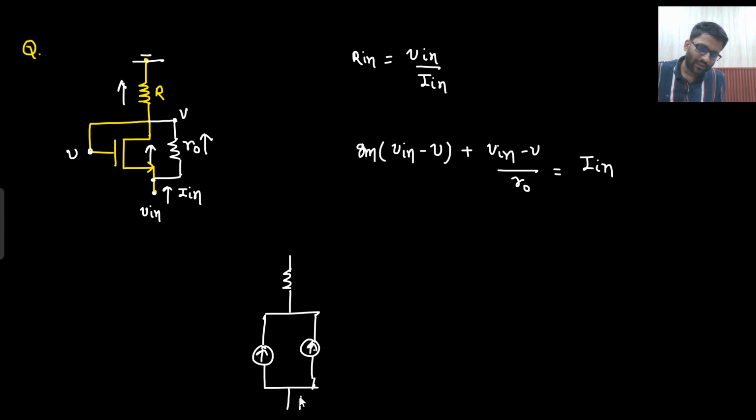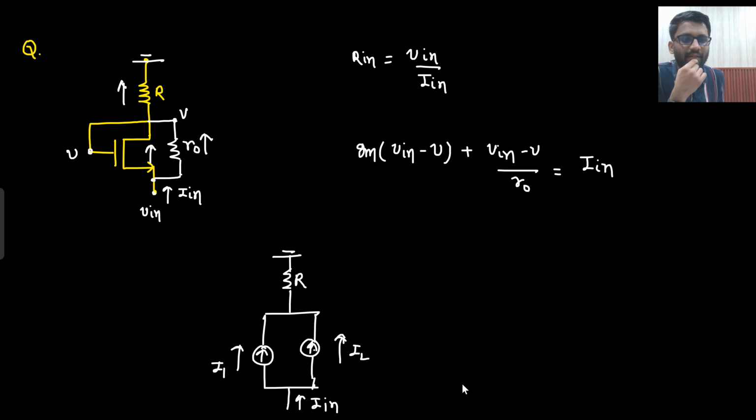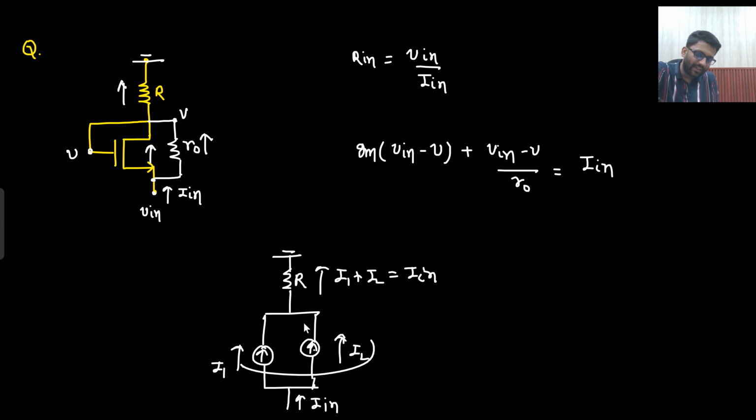I am saying one current Iin is flowing from here. Now these are the two currents, one is I1, one is I2, right? These are the two current sources. Now if I ask you what is the current in this resistance R, that current will be I1 plus I2. What is this I1 plus I2 equal to? That is equal to Iin only, because from downward Iin current is coming, that is being divided into two paths, then again added. So from R, how much current is flowing? Iin only. Say yes or no.